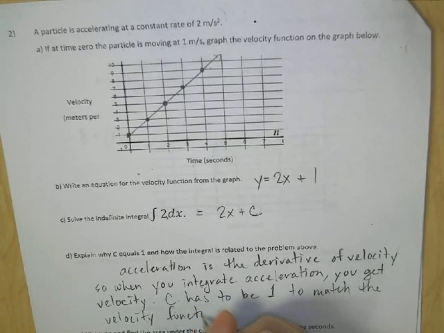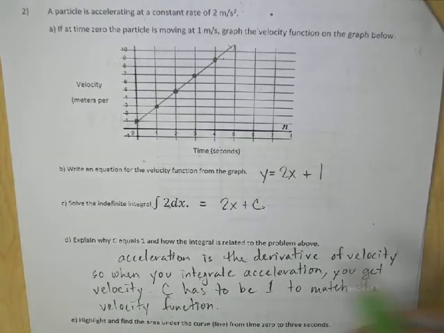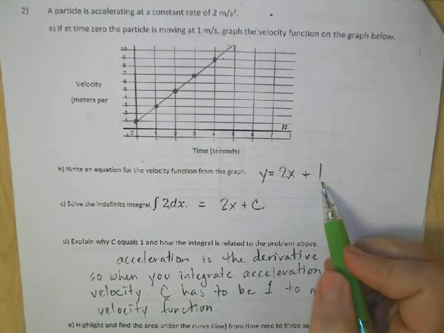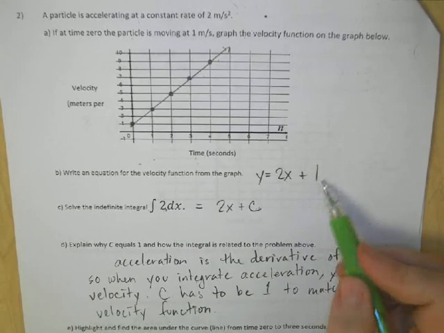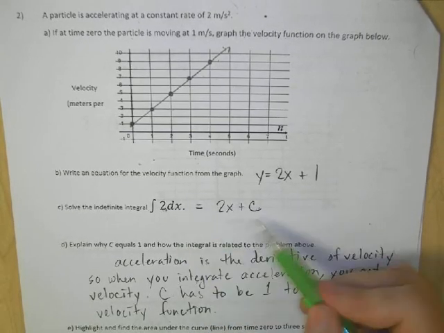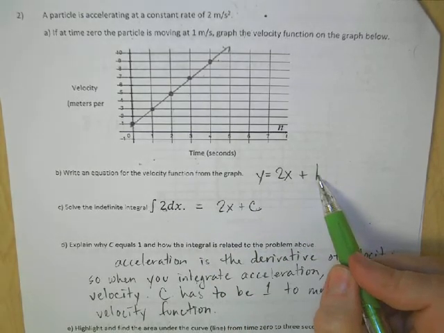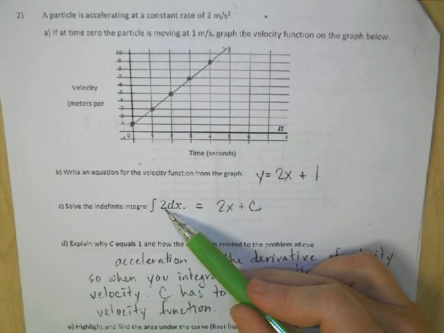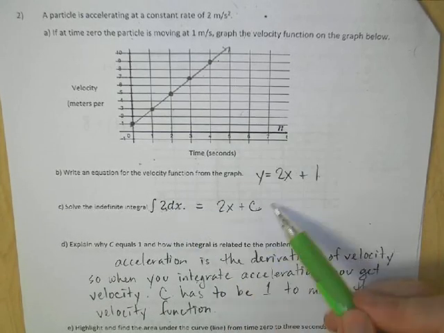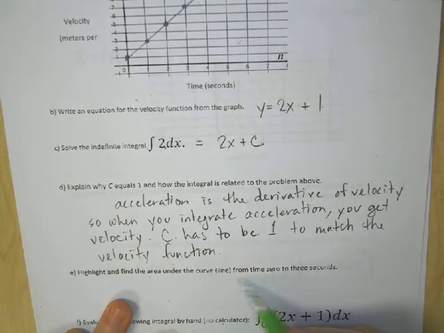So the question might arise, well, why didn't that end up being a 1? Why do we have to force it to be a 1? Because think about it. If you take the derivative of 2x plus 1, the derivative of 2x plus 1 is just 2. The 1 disappears. So that's why we have the plus c, because we don't know what the original function was. But in this case, we do know what the original function was. We knew the original velocity function was 2x plus 1. Therefore, if I solve my indefinite integral, in order for this to be related to this graph, the c would be a 1.